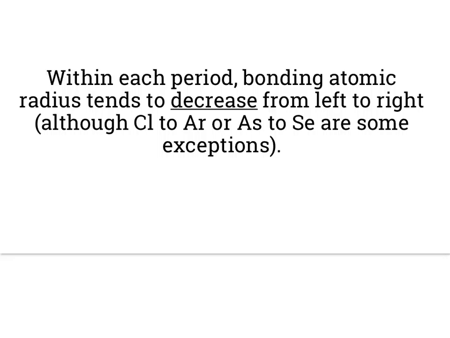Within each period, bonding atomic radius tends to decrease from left to right. So that means that we've got, going this way, you're going from big to small. Now, chlorine to argon actually will increase. Arsenic to selenium will increase. Don't worry too much about that. You mainly need to care that it gets big as it goes down, and small as it goes to the right.